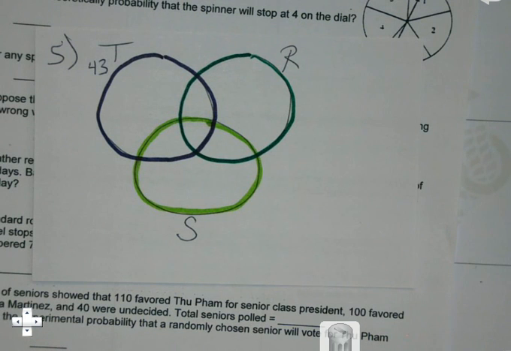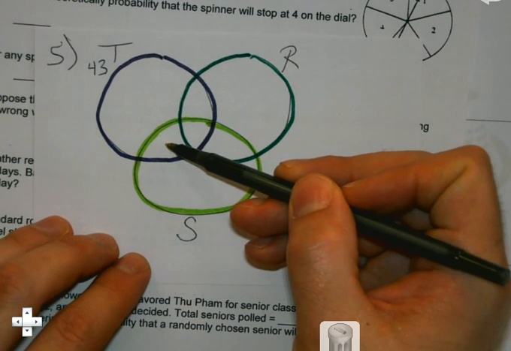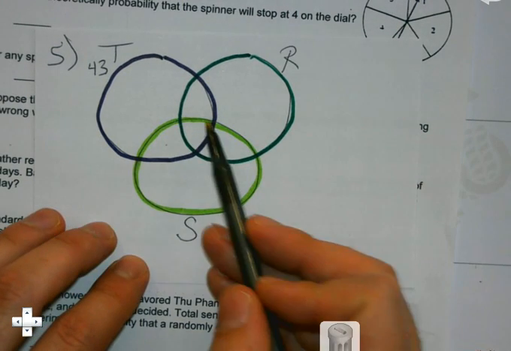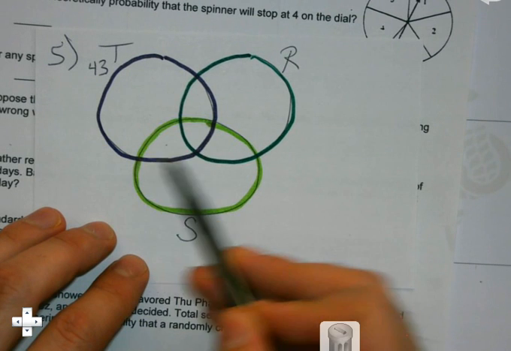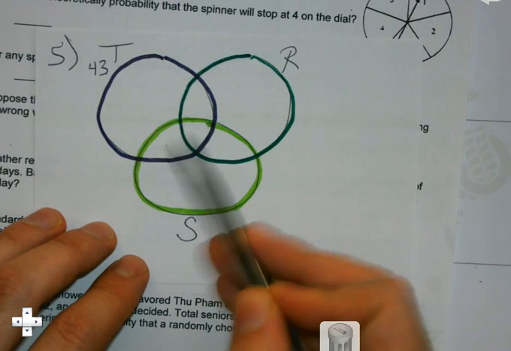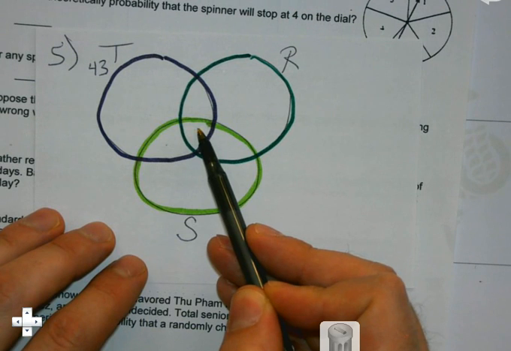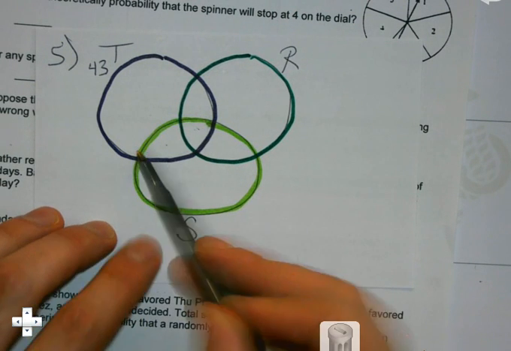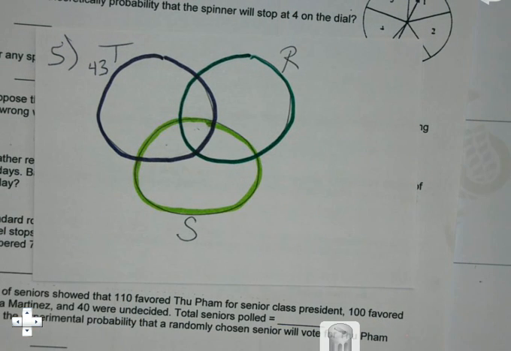7 play tennis and soccer. Here's where some of you have to be careful. When it says tennis and soccer, that doesn't necessarily mean it's just here. Tennis and soccer takes on this whole football shape, which means it could also include some students that do all 3, because they'd still be playing tennis and soccer. So I'm not going to fill in a number there yet, but I'm going to keep that in mind.